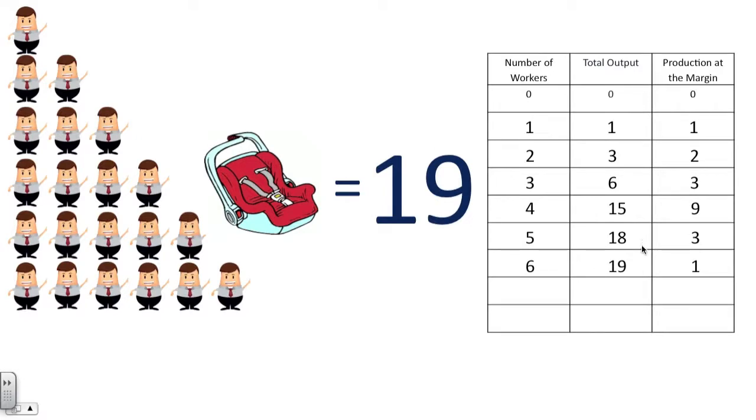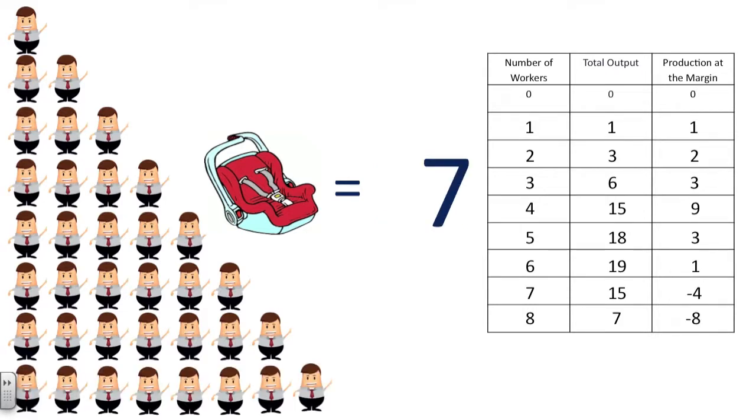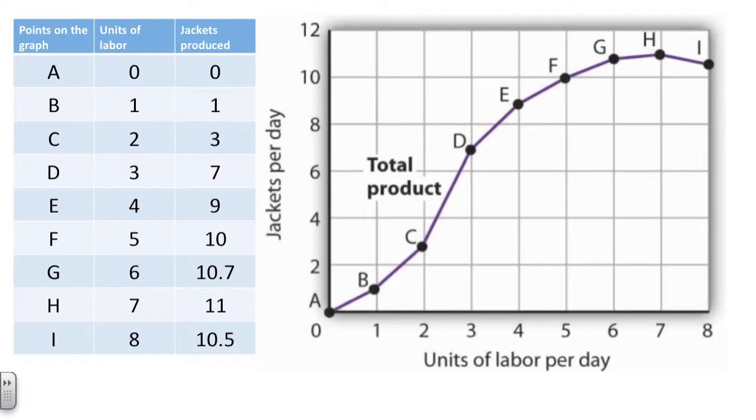But again, at the margin here, we can see that our numbers are starting to diminish. Add yet another worker, and now we are seeing a negative result in production, as now we have too many workers relative to the actual work there is to complete. With our last worker, we can see that total output reduces to 7, leaving us with a negative 8 return at the margin. Now, let's look at another example here.